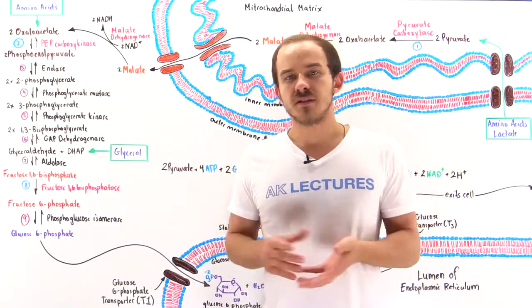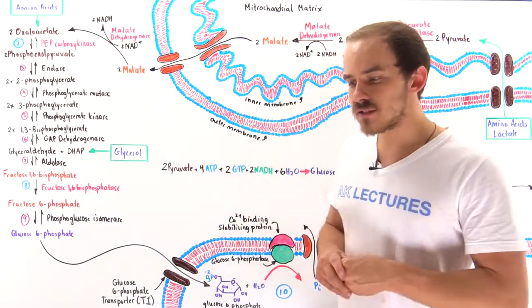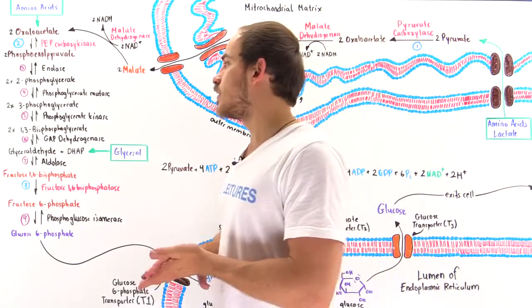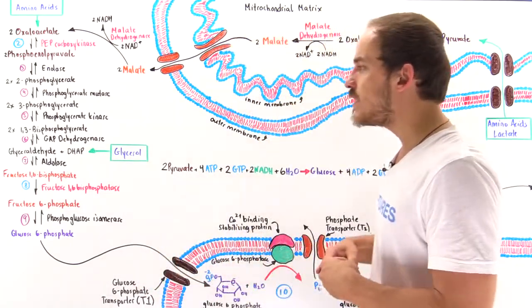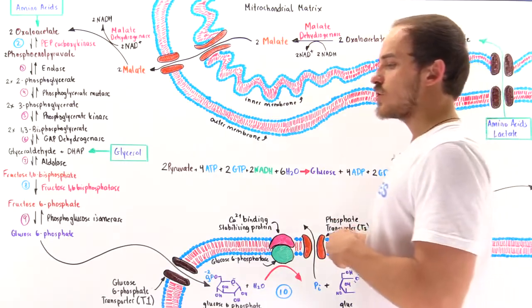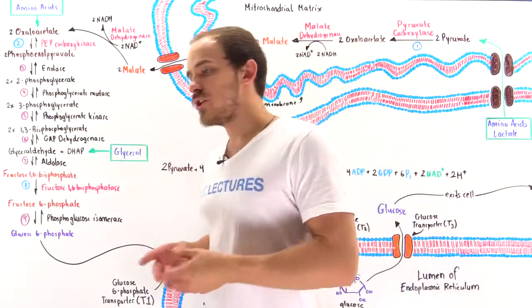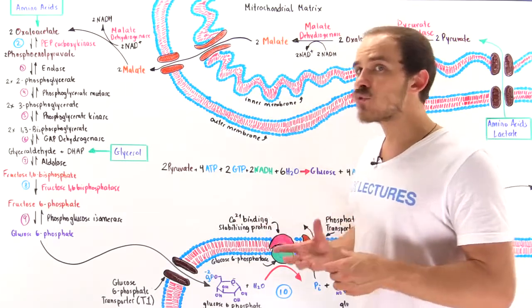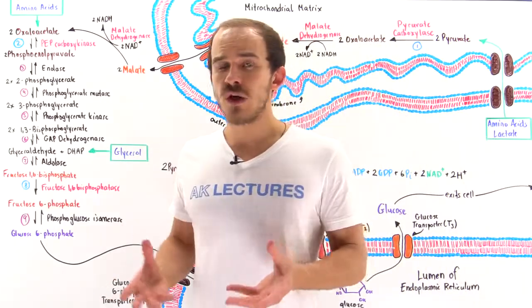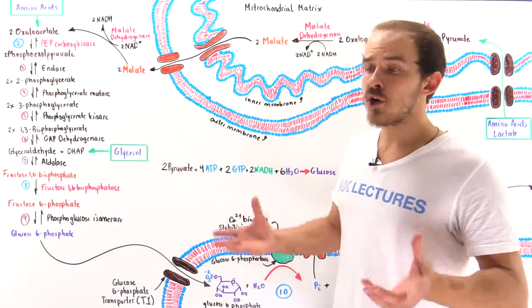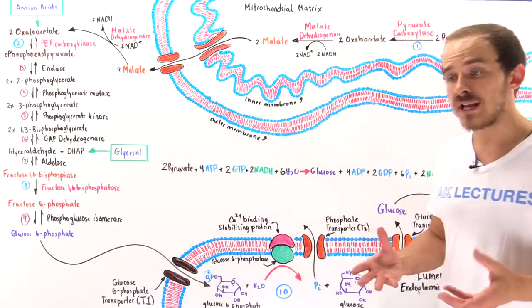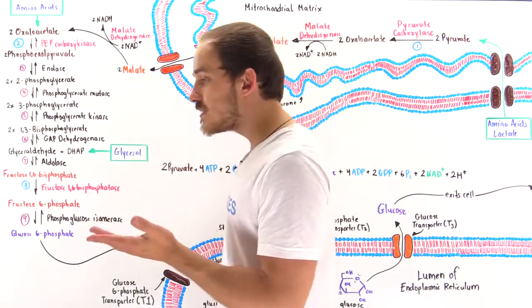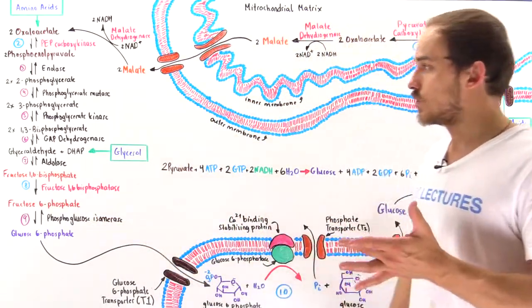So now that we discussed the details of gluconeogenesis, as always, let's summarize our results into a single lecture. Let's begin by defining what gluconeogenesis actually is. Gluconeogenesis is the process by which the cells of our body can generate glucose molecules, beginning with non-carbohydrate precursor molecules such as pyruvate, as well as lactate, amino acids, and glycerol molecules.